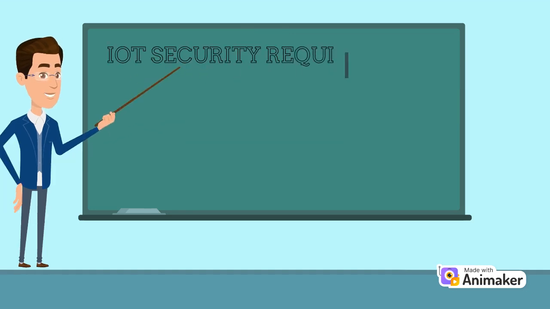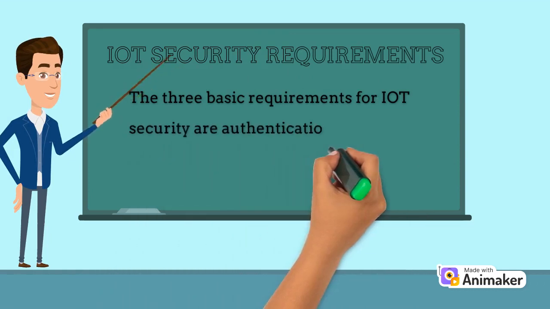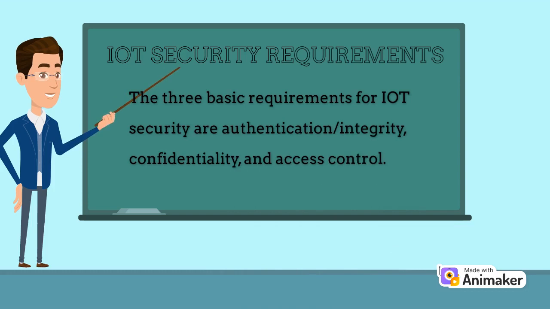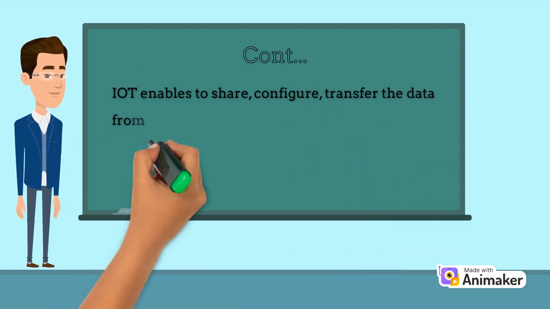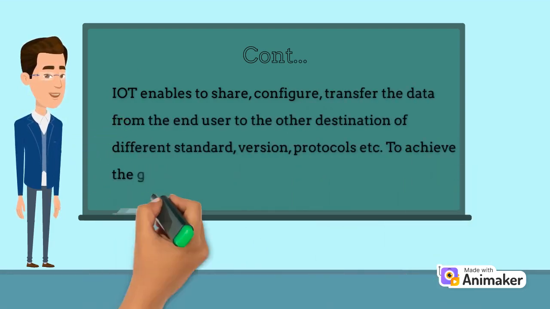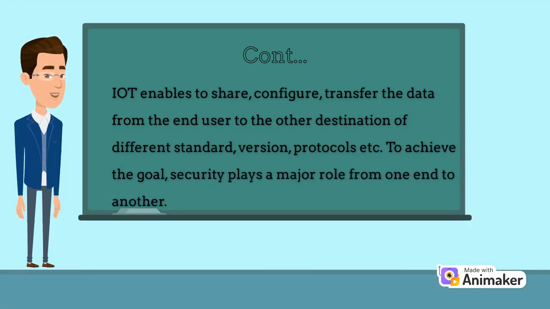IoT security requirements. The basic requirements for IoT security are authentication, integrity, confidentiality, and access control. IoT enables to share, configure, and transfer the data from the end user to the other destination of different standard version protocols to achieve the goal. Security plays a major role from one end to another.